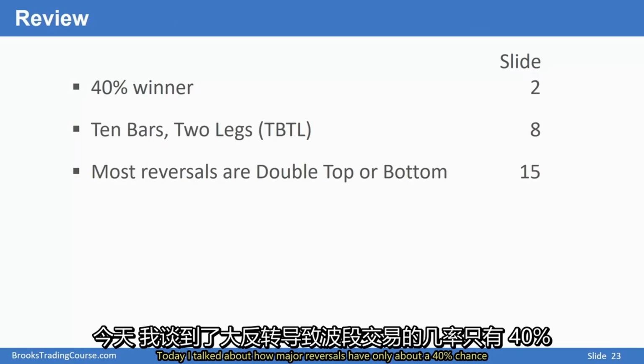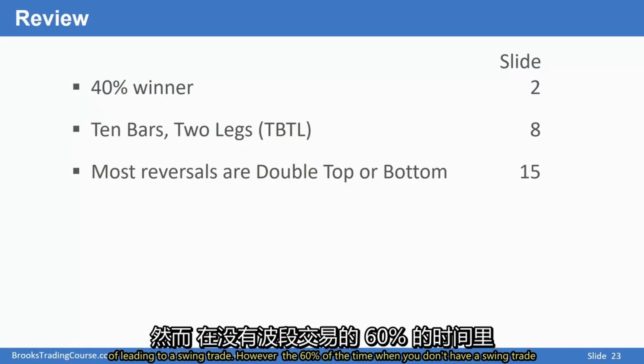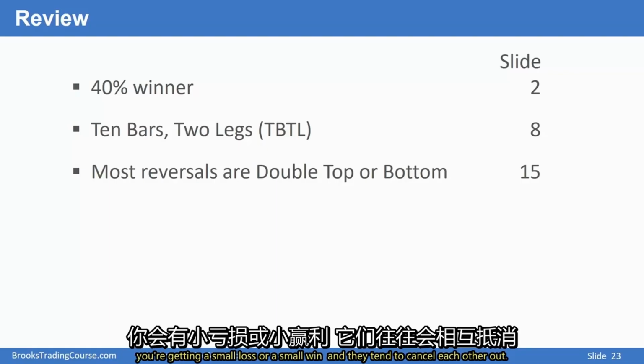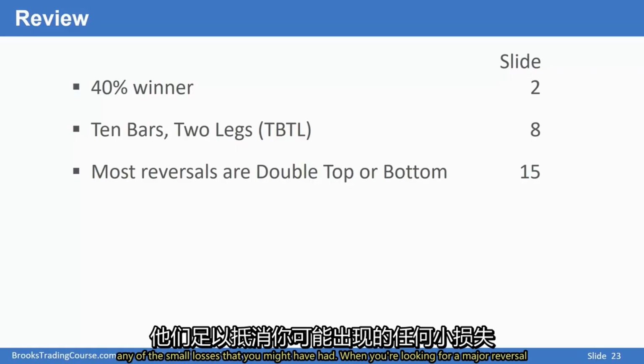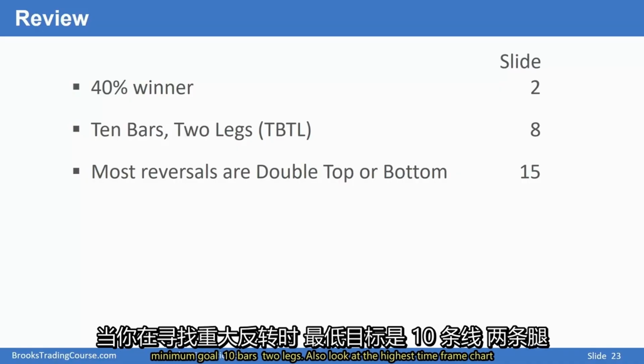Today I talked about how major reversals have only about a 40% chance of leading to a swing trade. However, the 60% of the time when you don't have a swing trade, you're getting a small loss or a small win, and they tend to cancel each other out. And a lot of the 40% of the winners are very big, and they more than offset any of the small losses that you might have had. When you're looking for a major reversal, minimum goal, 10 bars, 2 legs.